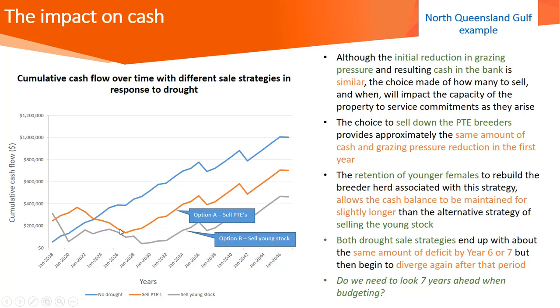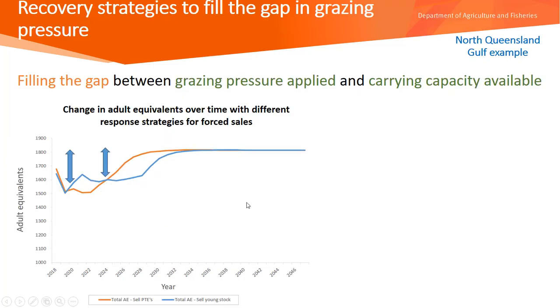The point is that neither of these strategies are all that good, because there's a big gap in the potential of the property and what you're doing. So you can't allow that gap to maintain. You've got to fill the gap between the grazing pressure applied and the carrying capacity available.